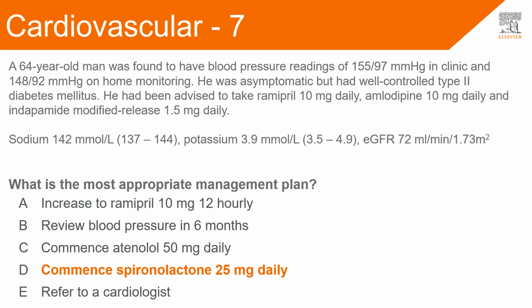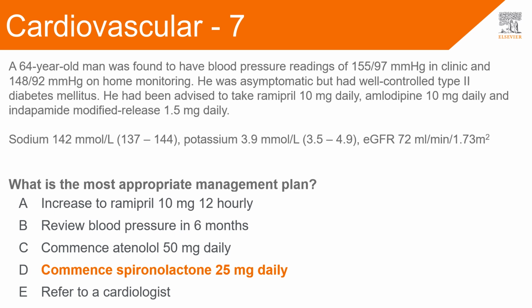Now, this is also why option A is incorrect, because option A is increasing ramipril to 20 milligrams a day over split dosage. This is not the recommended strategy, because 10 milligrams once a day is already at maximum therapy. Going more will have no additional benefit and may lead to renal problems. Reviewing the blood pressure in 6 months is inappropriate because the blood pressure is already above the recommended levels, so something must be done.